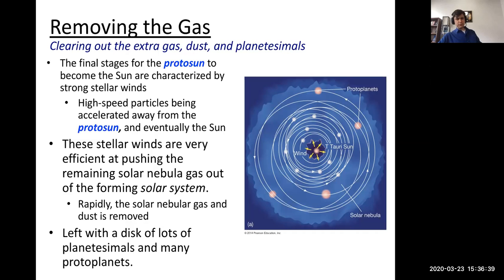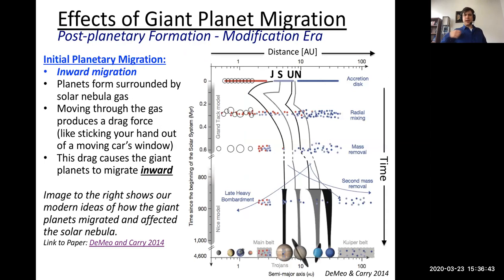Some will survive, some will not. And here we start the more nuanced part of it. So this is some pretty modern ideas. None of it is, well, I shouldn't say none of it. The general story is accepted, but some of the details are still up for debate.